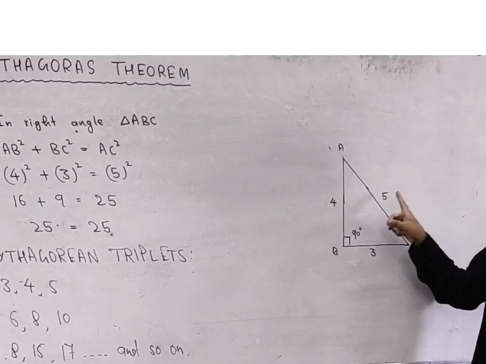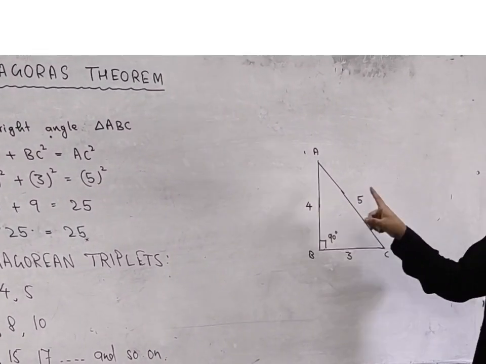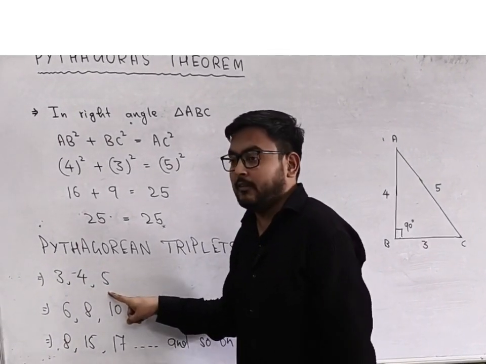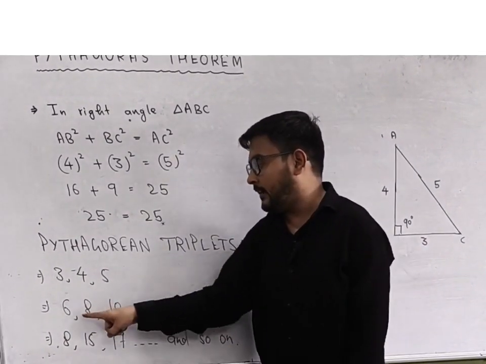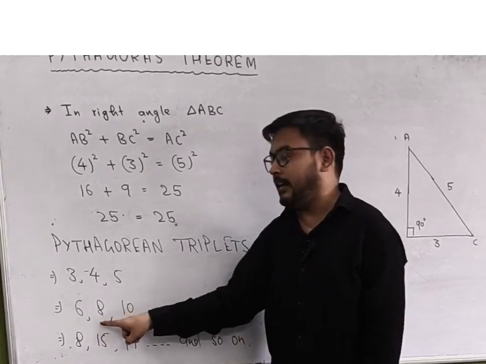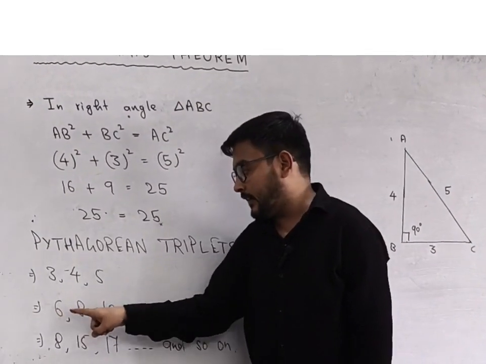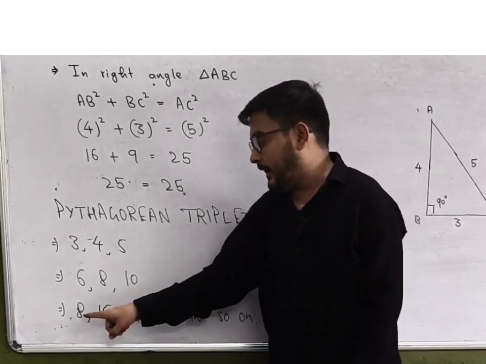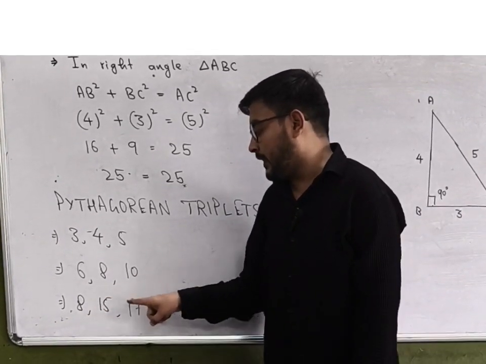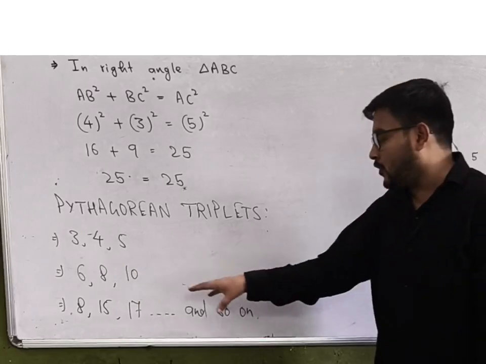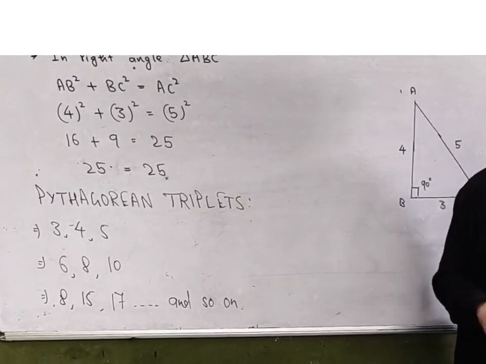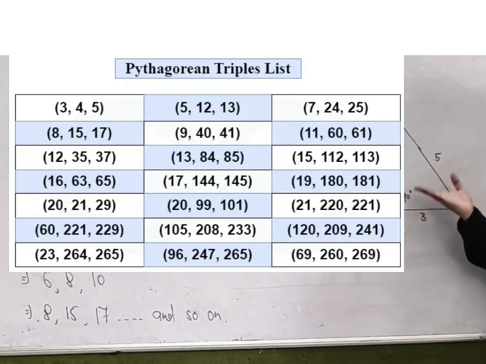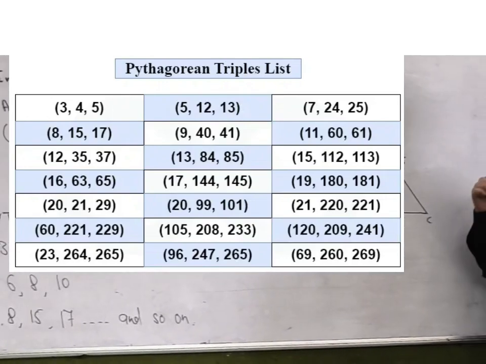These numbers 3, 4 and 5 are known as Pythagorean triplets. 3 square plus 4 square will be 5 square. The same goes for 6, 8 and 10. 6 square, that is 36, plus 8 square, that is 64, is equal to 10 square, that is 100. Again, 8 square plus 15 square will be equal to 17 square, and there are so many Pythagorean triplets. These are all the Pythagorean triplets that we have.